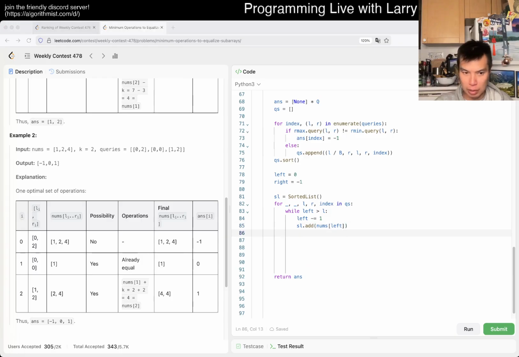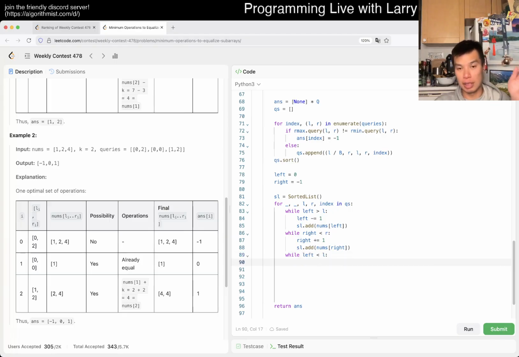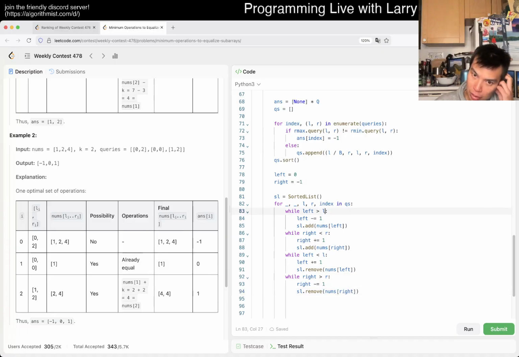Okay, and then while right is less than R, we expand, we add, right? While left is less than L, then we shrink. Okay, I might have done this in the wrong order actually, but I think we move those in the wrong order.